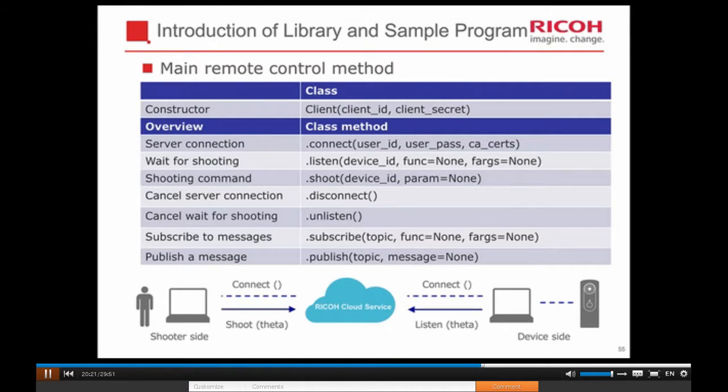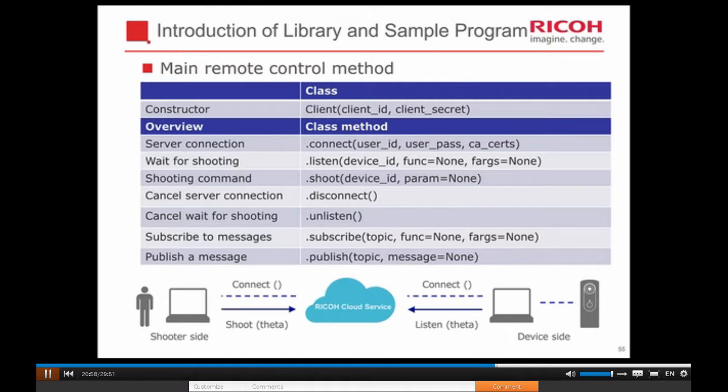Next are the class methods. The first method, connect, is used to connect the computer to the cloud server. Both the shooter side and device side will be using this method. As arguments, you must specify the user ID, password, and the path of the certificate. The second method, listen, is used on the device side to set the system in the wait for shooting state. As arguments, you must specify the device ID and callback functions to be executed when the shooting command is received. I will explain this in a little more detail later on.